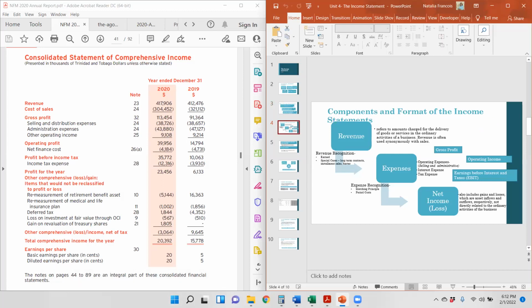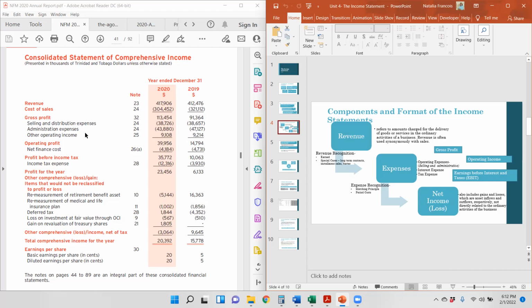We have revenue. Are you seeing the revenue figure in the income statement? How much is the revenue for 2020? 417,906,000. Right. This refers to the amount charged for the delivery of goods and services in the ordinary activities of the business. Revenue is sometimes labeled as sales.